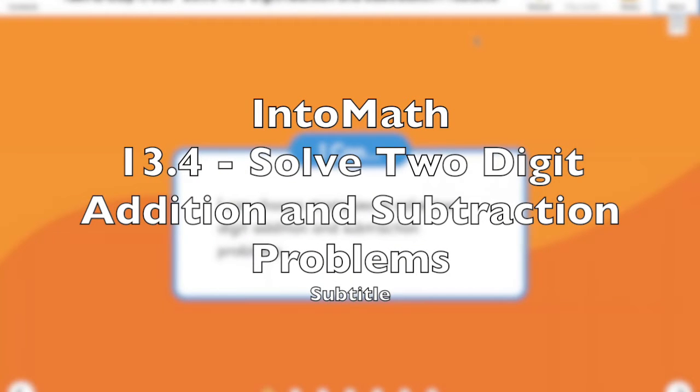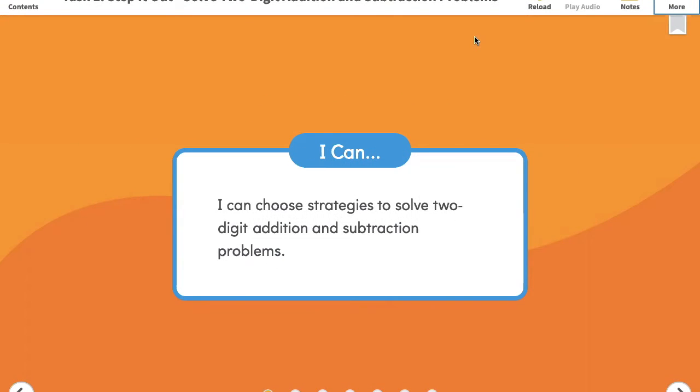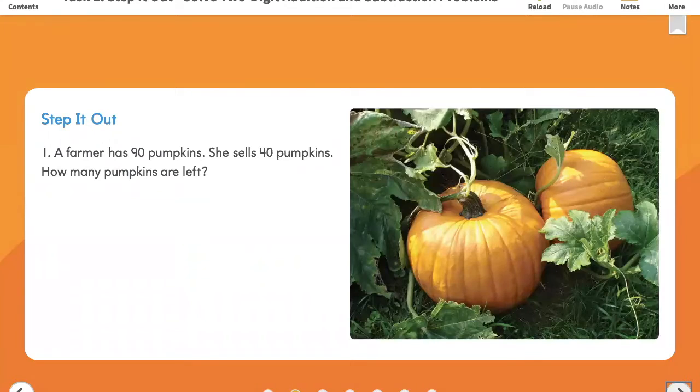In this video, we are going to begin Module 13.4, Solve Two-Digit Addition and Subtraction Problems. By the time we're through with this video, you will be able to choose strategies to solve two-digit addition and subtraction problems. Let's get started on page 399. Step it out. Number 1.